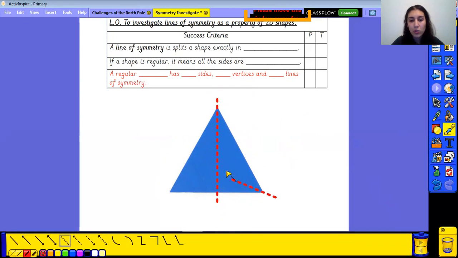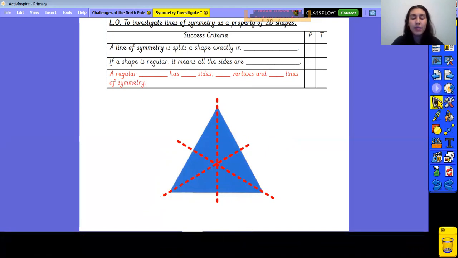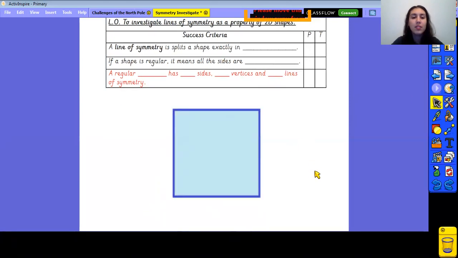Now, what we just worked out is that if I put my line of symmetry from one of my vertices down to the middle of the opposite side, that will be a line of symmetry. So in this three-sided shape, we've noticed it's got 1, 2, 3 lines of symmetry. So a regular triangle has 3 sides, 3 vertices, and 3 lines of symmetry. Let's have a look at our square then. So a square is a regular quadrilateral. This means it has 4 sides.